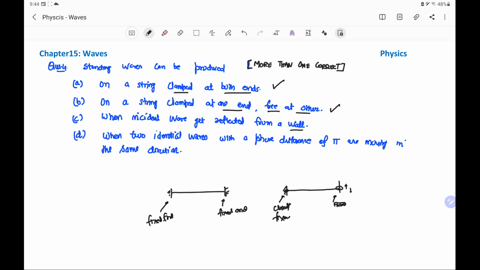Third is when an incident wave gets reflected from a wall, which acts as a fixed end. So the incident and the reflected waves get superimposed and result in standing waves. So C is also correct.